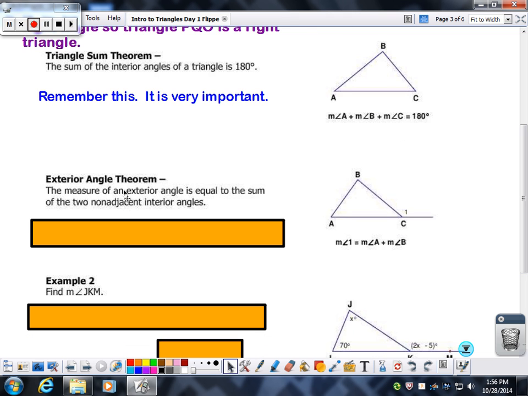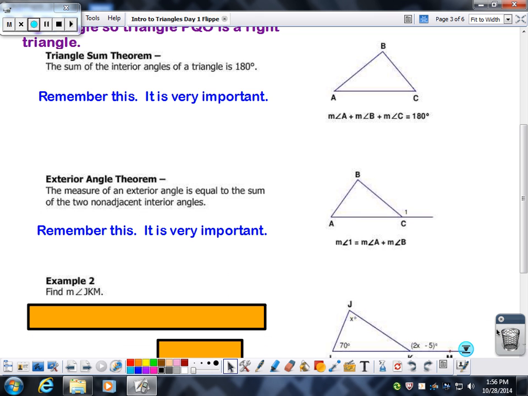The exterior angle theorem tells us the measure of an exterior angle is equal to the sum of the two non-adjacent interior angles. You're probably going, huh? Basically what it tells us over here is that angle 1, which is the exterior angle here, is equal to the sum of angle A plus angle B. Again, this is very important. You're going to have to remember it.